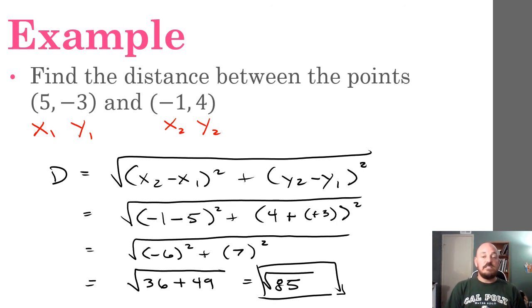But that's the distance formula. It's kind of messy looking. You're welcome to use a calculator for it, that's fine. But it's that big square root, x2 minus x1 squared plus y2 minus y1 squared. And then make sure you follow order of operations. Parentheses first, exponent second. There was no multiplication or division, addition last.